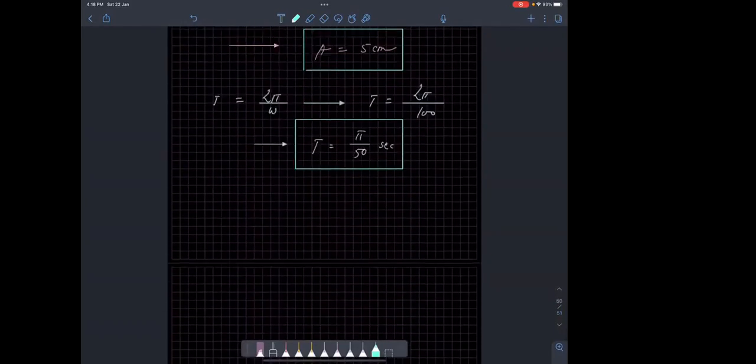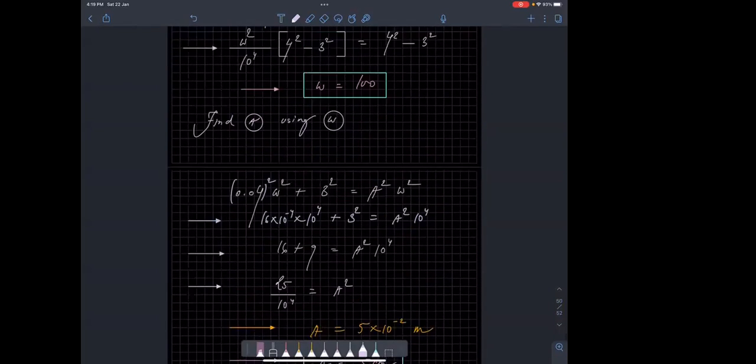Fine. Now, what about acceleration? Relationship between acceleration and position, and velocity and position. Tell me, what is the relation? Here, this relation.